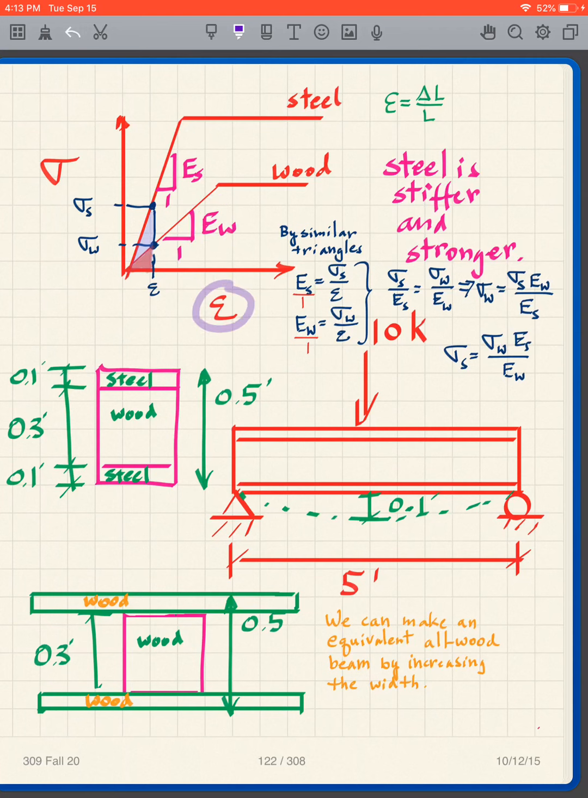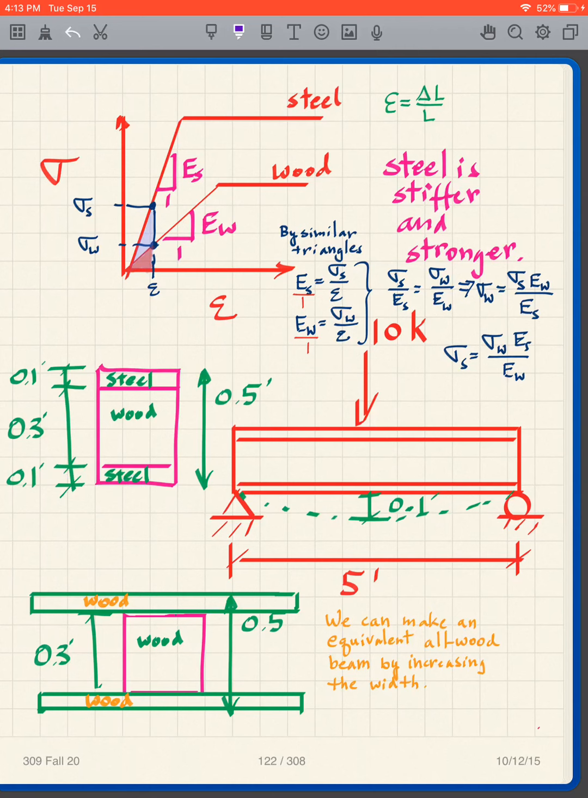This is epsilon, okay? So don't confuse those. Our definition of epsilon is delta L over L. So those fibers are getting longer at the bottom. And so if I'm looking at my beam cross-section here, what do I see? I see that's getting longer. That's getting shorter.